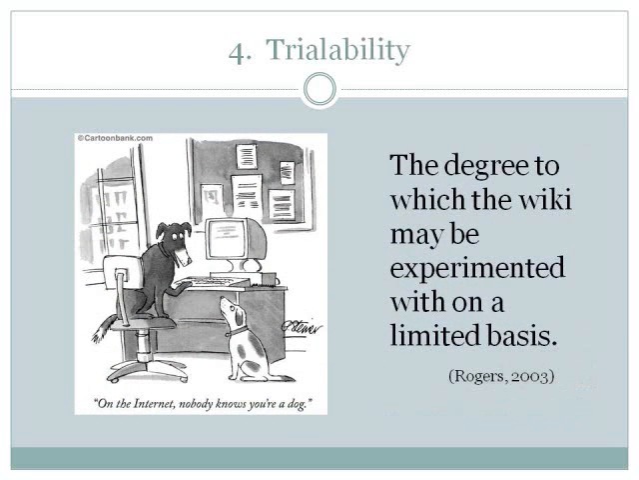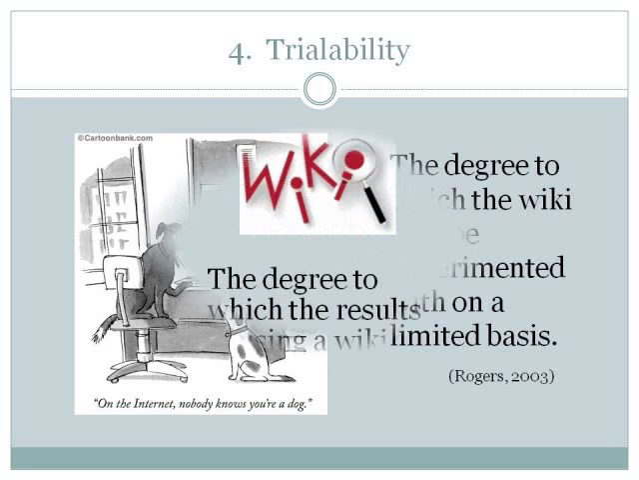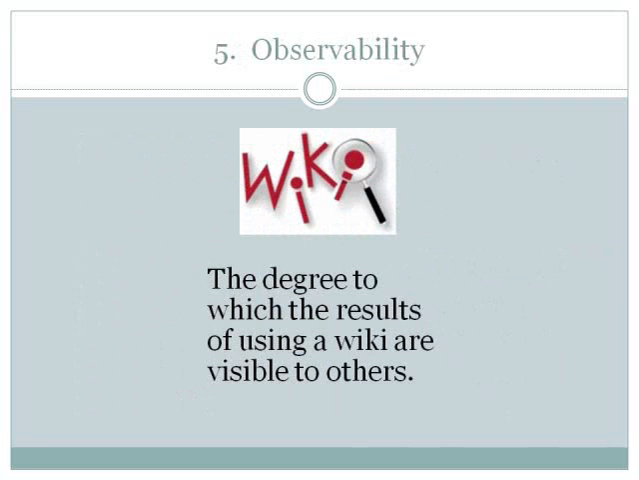The fourth perceived attribute is trialability. This is the degree to which the wiki may be experimented with on a limited basis. And the fifth and final perceived attribute is observability. This is the degree to which the results of using a wiki are visible to others.